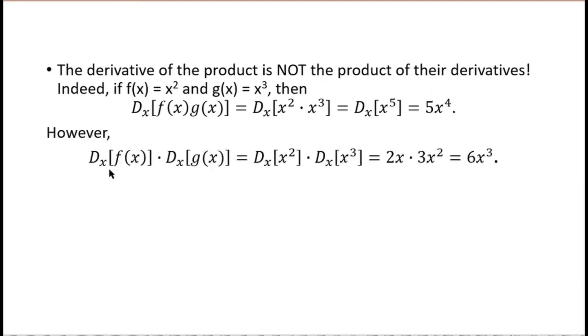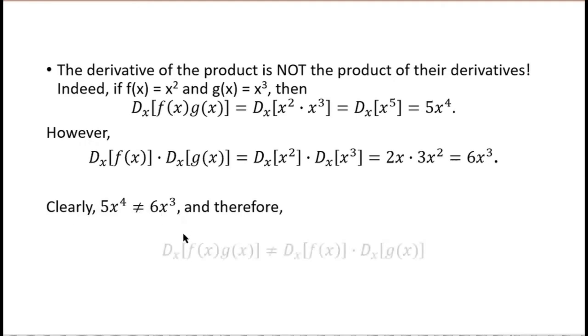Okay? So ano mangyayari? The derivative of f of x times the derivative of g of x will become the derivative of x squared times the derivative of x cubed. The derivative of x squared is 2x and the derivative of x cubed is 3x squared. Then the product of the two, 6x cubed. Clearly, 5x to the 4 is not equal to 6x cubed. And therefore, the derivative of f of x times g of x is not equal to the derivative of f of x times the derivative of g of x.